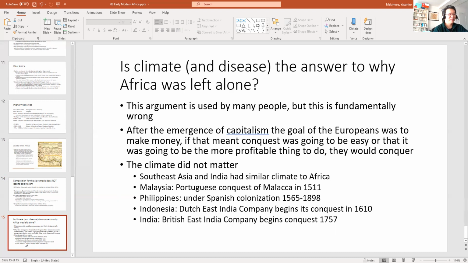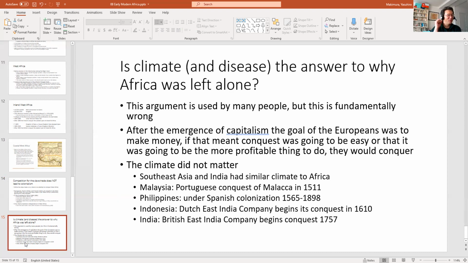So Malaysia, for example, has the Malacca Sultanate and was conquered by the Portuguese in 1511. The Philippines basically went under Spanish colonization from 1565 to 1898, and Indonesia, which is also super hot, basically gets conquered by the Dutch East India Company, and famously, India gets conquered by the British.